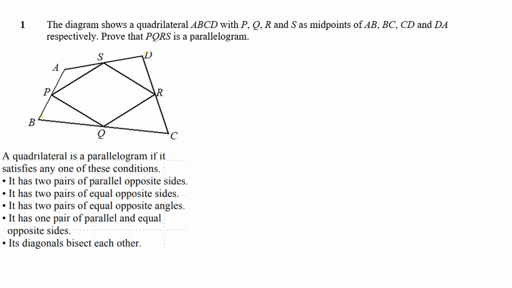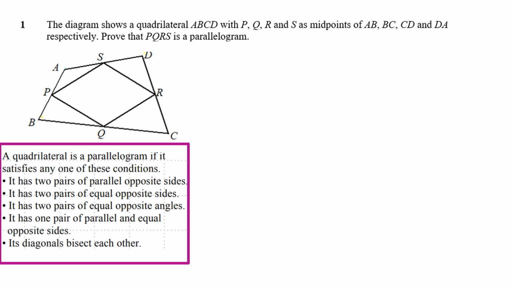Right, let's look at the first question. For the first question, you're given the quadrilateral. A quadrilateral is just a figure with four sides. A, B, C, D, and you are particularly told that P, Q, R and S are midpoints of AB, BC, CD, and DA respectively. Right, so prove that PQRS is a parallelogram.